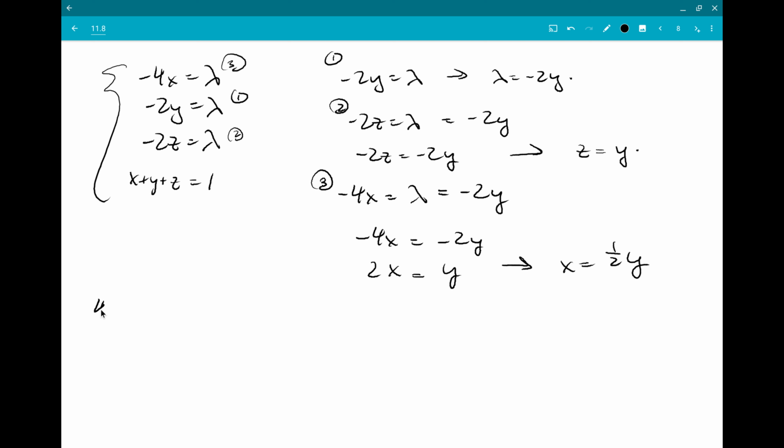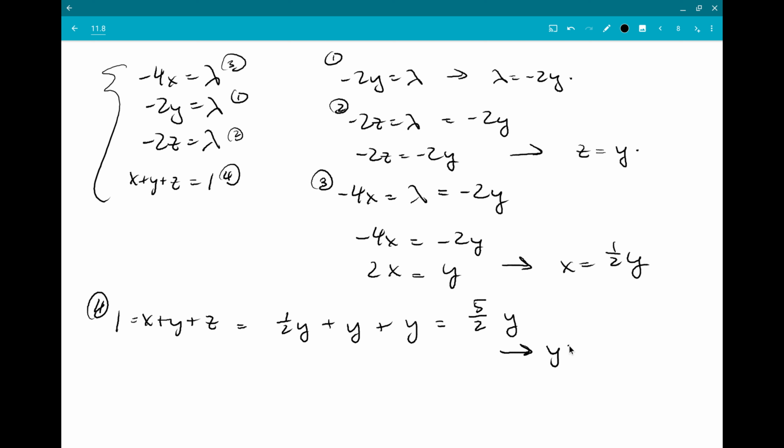And now I can go to my fourth equation. X plus y plus z should be equal to 1. But I learned what x and z are in terms of y. So I know that x is 1/2 y, y is y, and z is y. So that's 2 plus a half is 5 halves. Let's see, 2, 4, 5. Yep, 5 halves y is equal to 1. So that tells me y is equal to 2/5 when I just move over the 5 halves.